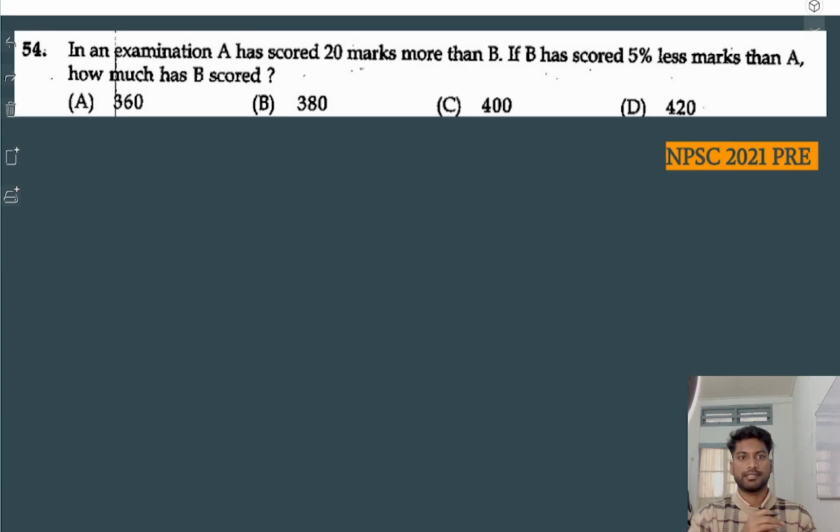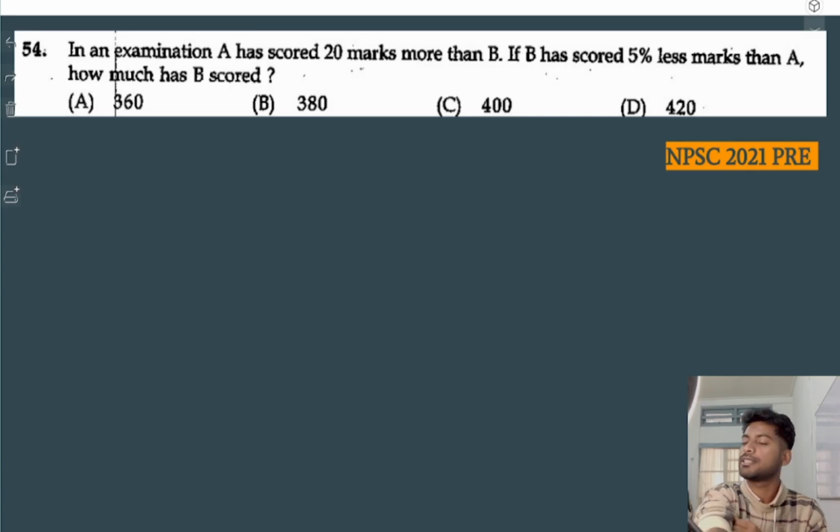Okay, nice question. Read the question. In an examination, A scored 20 marks more than B. There are 2 students, A and B. A is the boy and B the girl, and that person scored 20 marks more than B in marks, okay, not in percentage. If B has scored 5% less than A, then how much has B scored?